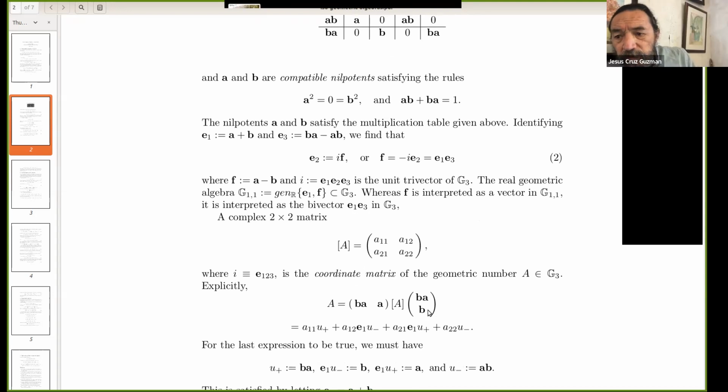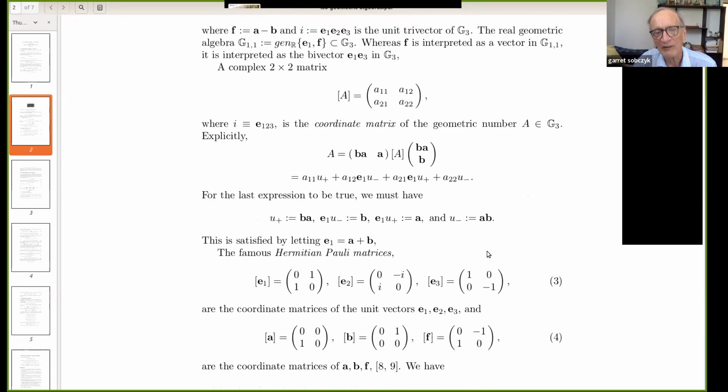Yeah, that's right. You interpret E3 as I times E1 times E2. That's a little bit strange though, but as a real geometric algebra, then G3 is generated by E1, E2, and E3 over the real numbers. Any element in the Pauli algebra.